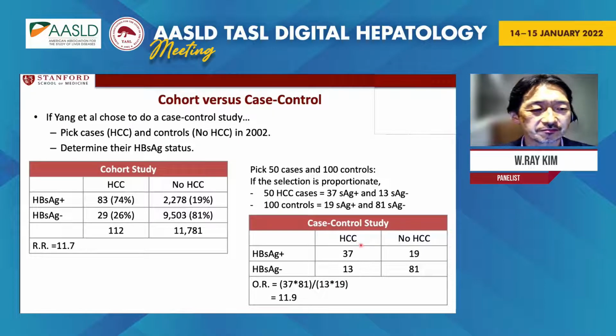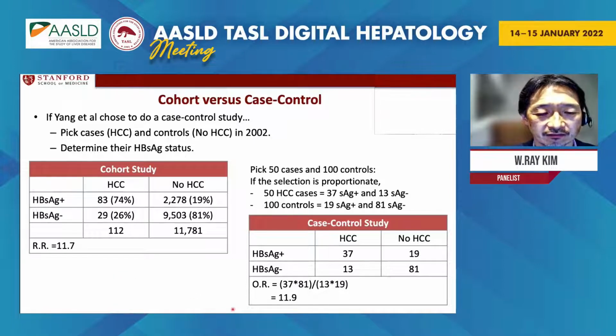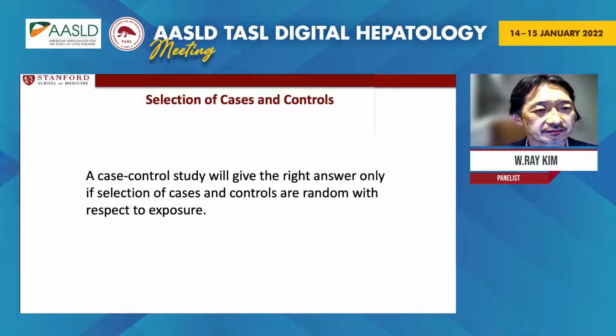So HCC 37 versus 13, this is the ratio, and then no HCC here, this is the ratio, 19 versus 81. If you do the odds ratio, this times that divided by this times that, you get 11.9. See how close these two numbers are. Relative risk of 11.7 versus 11.9. So if you do the case control study correctly, you get the right answer.